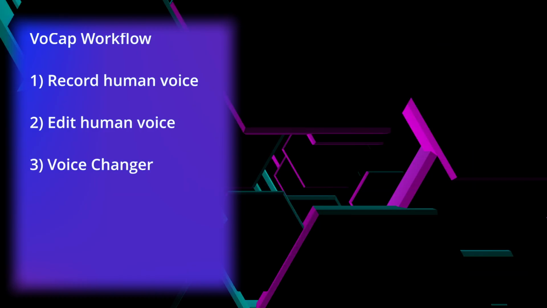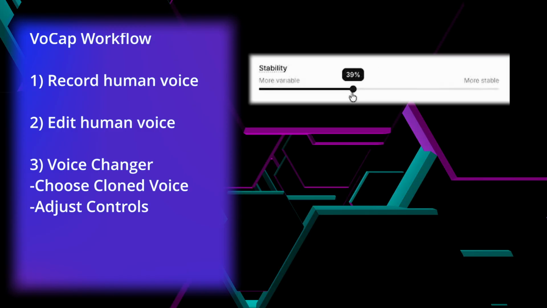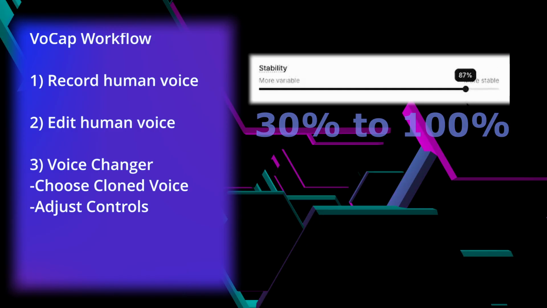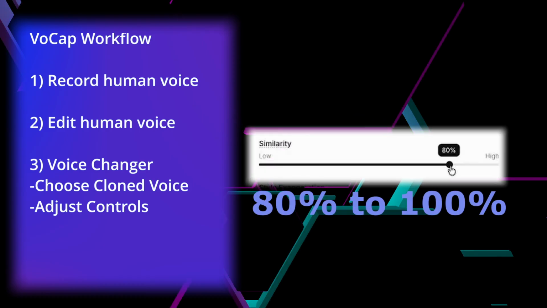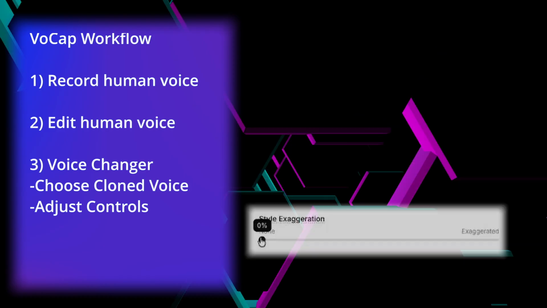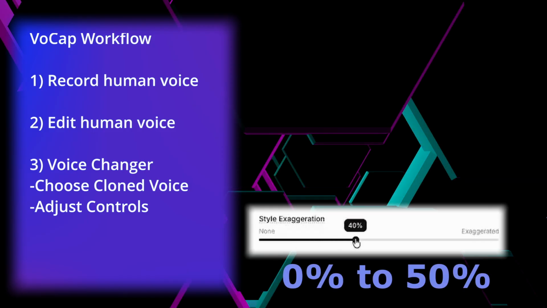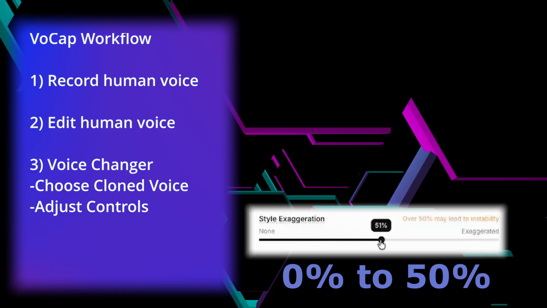Step 3. Choose your character's voice. Lower stability for more emotions, keep it between 30% to 100%. For similarity, keep it between 80 and 100%. For style exaggeration, start at 0 and increase it to amplify the emotion, but don't go higher than 50%.